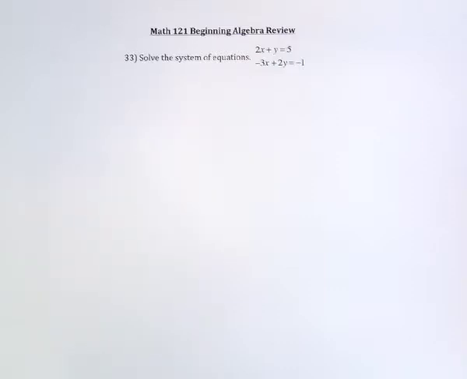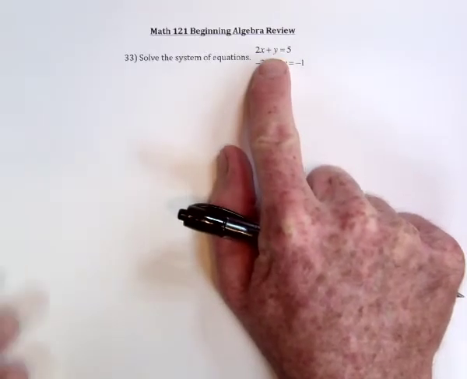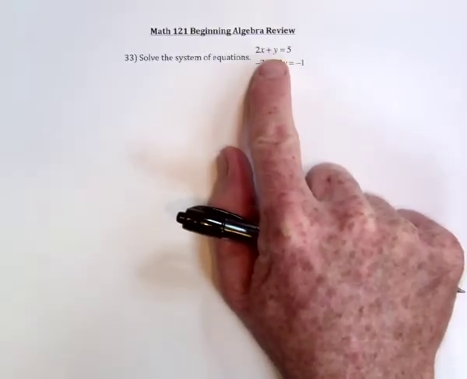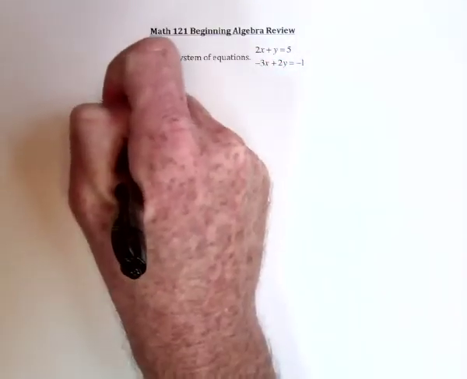Solve this system of equations. Well, in Math 121 or in beginning algebra, there's basically two ways that we do this. There's the elimination method or substitution method. With this one, because there is this y here that would be easy to solve for, I think I'm going to use the substitution method.